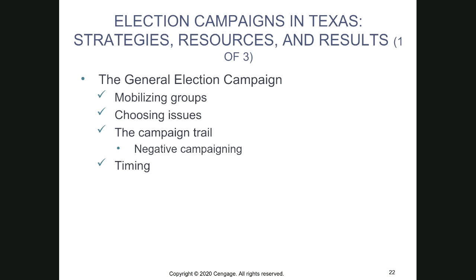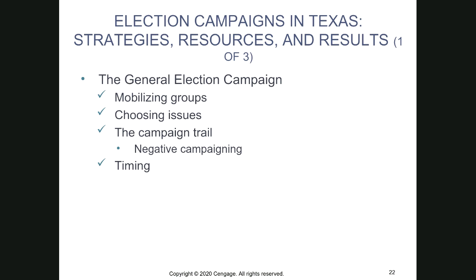So let's talk about the general election campaign. We've got past the primaries, and now we are out there trying to actually be selected to be the person who serves in office. We're going to have to focus on mobilizing groups. We have a whole chapter, chapter six, devoted to mobilizing special interest groups. Those are groups who are really politically active and care about a particular cause, usually a social cause, but it can be an economic cause as well. So we're going to have to focus on moving those groups.